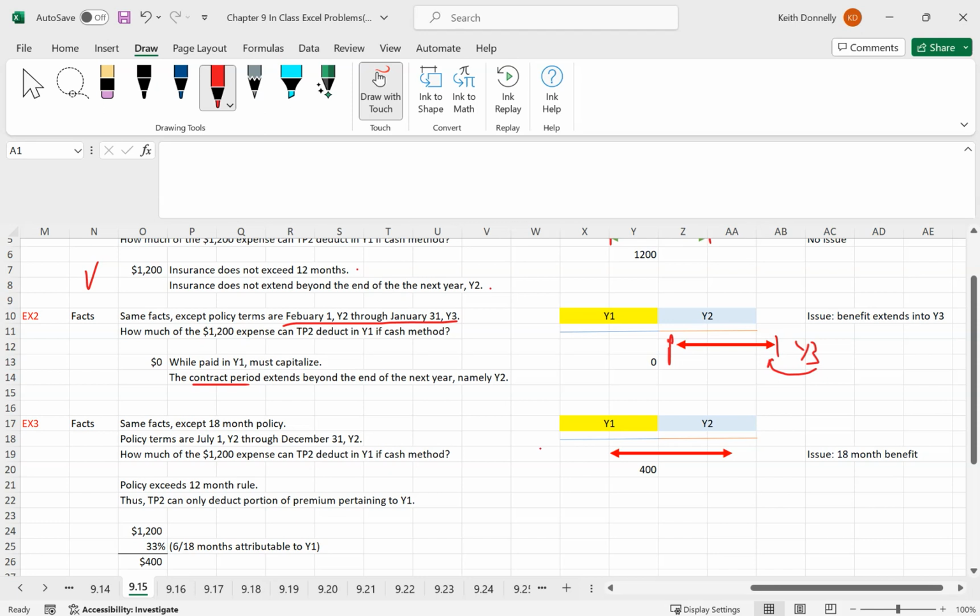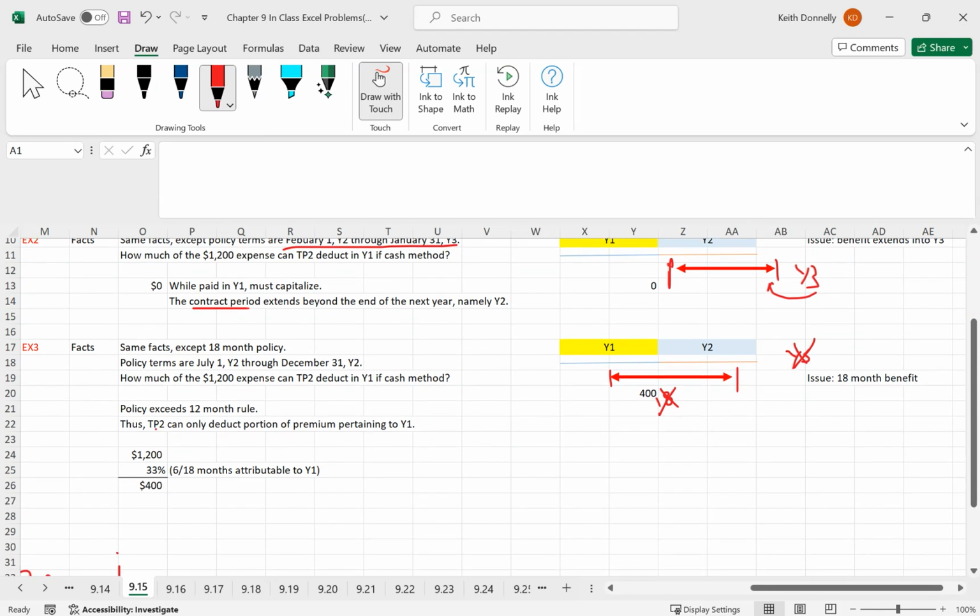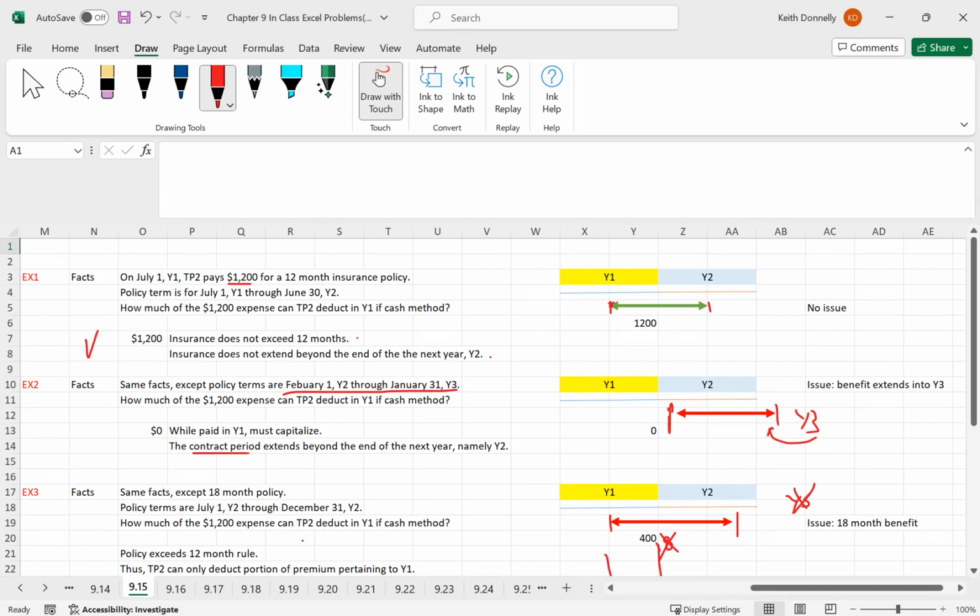Example 3, same facts except an 18-month policy. The idea with this is, we don't go into year 3, but the contract period is for 18 months. That's going to be more than 12 months for the 12-month rule. So accordingly, what they're saying here is we can only deduct to the extent we actually incurred it there, the $400. So this is showing you some variations on that.